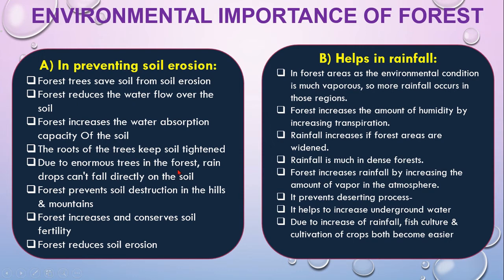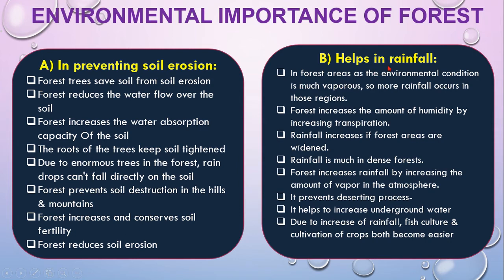then roots of the trees keep the soil tight, then with enormous trees in the forest, raindrops cannot fall directly on the soil, then prevent soil erosion in the hills and mountains, and that means they prevent the landslide of the hill, even increase and conserve soil fertility, and basically at last reduce soil erosion.